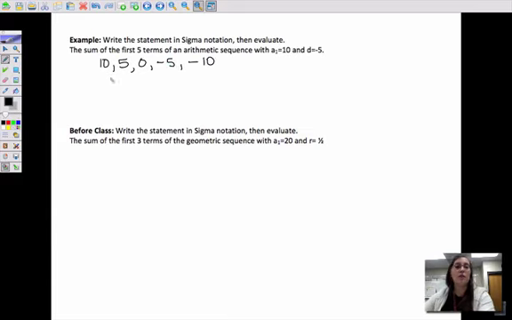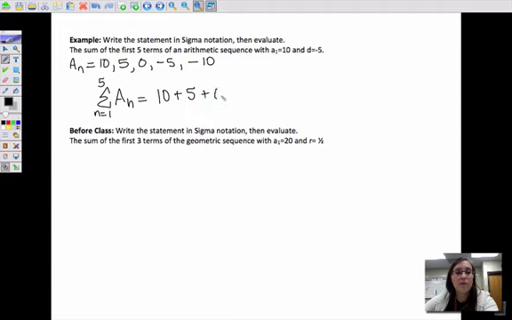Interestingly enough, as I'm thinking about adding these first 5 terms together, maybe we could call this a sub n. Writing in sigma notation, I'm trying to find the sum from 1 to 5 of a sub n. So I'm asking to find 10 plus 5 plus 0 plus negative 5 plus negative 10. When I think about adding those together, every number kind of has a counterpart here, so I'm going to get a sum of 0 for this one.